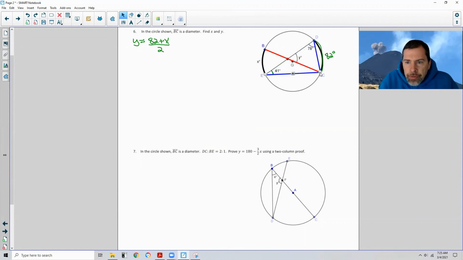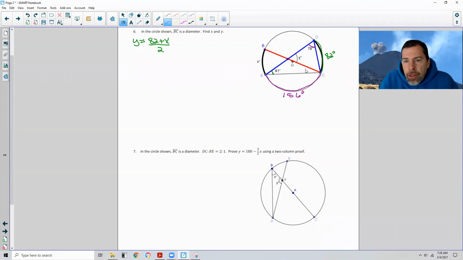Actually, I should have left that one and moved this one. Okay, there's another inscribed angle. So this angle, 78 degrees, is half of its intercepted arc, which is right here. So 78 times 2 is 156 degrees.